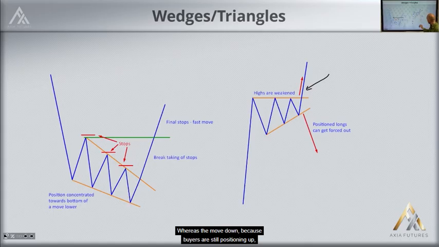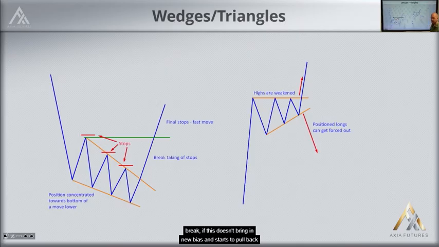Whereas the move down, because buyers are still positioning up, you can end up with, again, a situation where they start to progressively get stopped out and the move will then accelerate as we go down. So you'd be looking for this move to be fast with a pullback, and this move to be slow with acceleration. That's the way that you try to look at the difference between those two moves. Like I said, it's all about not just what should happen, but how it's going to do it, what you expect to see.